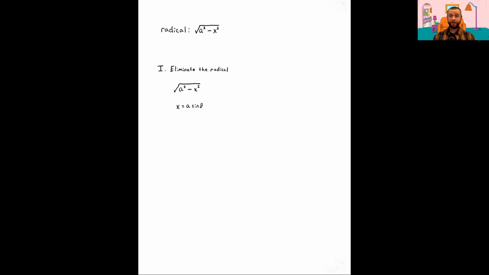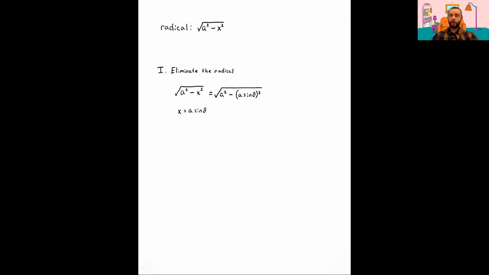All right, let's go through this step by step. This is arguably one of the more important aspects of problems involving trigonometric substitution. Our goal, recall, is to eliminate the radical. So let's plug in our substitution. Be careful with order of operations. We have x as a times sine of theta. And since we're squaring x, we square each factor, a as well as sine of theta.